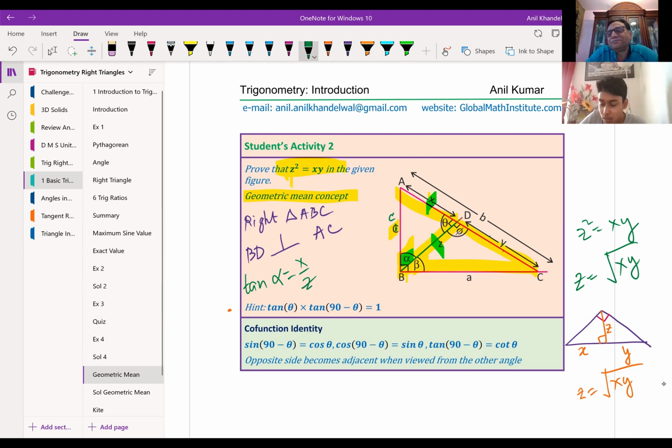Correct? Yes, sir. Now, if this is 90 degrees, beta is 90 minus alpha, right? What is tan beta equal to? If you look from beta, what is tan beta equal to? The opposite side is y and adjacent is z, right? Y over z. Now their product is what? 1, correct? Because beta is 90 minus alpha, correct? So if I multiply, what do I get?